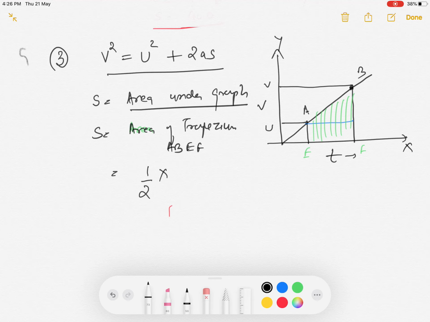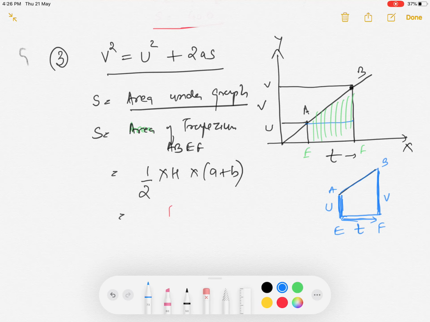So what is area of trapezium? Yes, half into height into sum of parallel sides. So here see, trapezium is this much. I will draw a separate trapezium for you. This is trapezium ABEF. There are two parallel sides. Which are the two parallel sides? These, children, you can see these two parallel sides. This is u and this is v. What is perpendicular distance or the height? T. T is the height between them. This is time. You can see, children, that t is the time between two parallel lines.